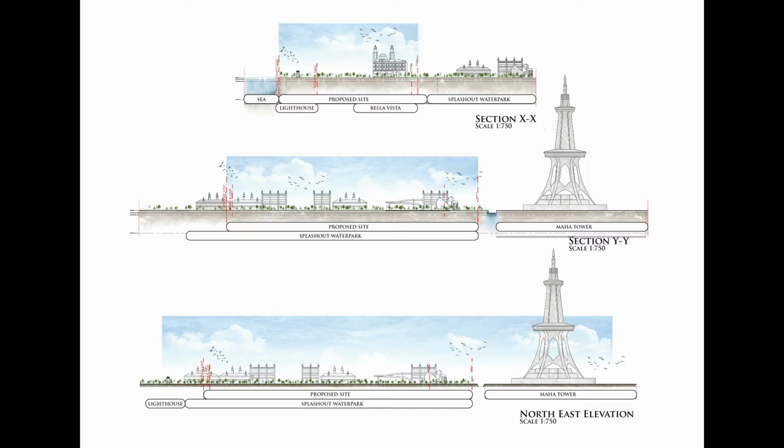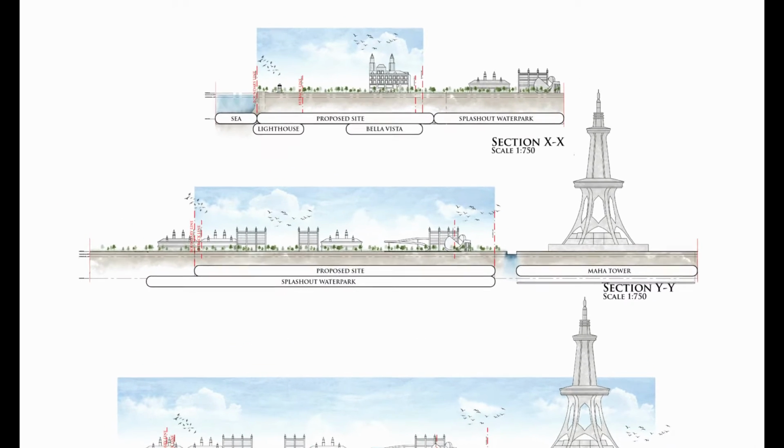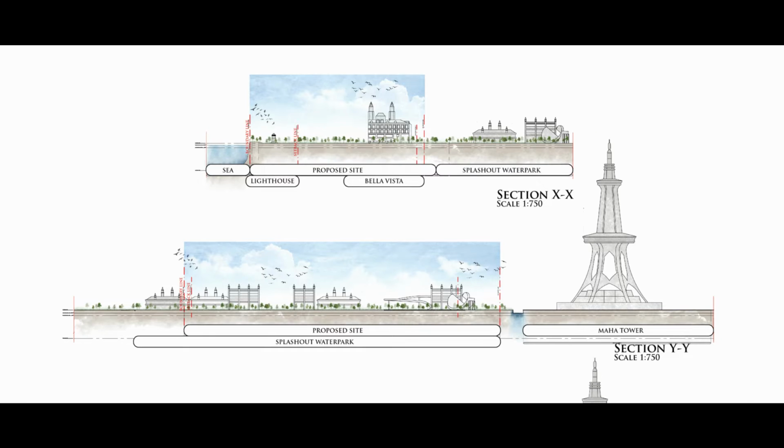For the next slide, we are focusing more on the drawing details of the site. For section X to X, you can see the transition from the sea into the land is very high. It also shows the surrounding commercial tourism, which are Bella Vista and Splash Out. The drawing of section Y to Y shows that the site is nearby the Maha Tower, and also that the site is located in front of the Splash Out Water Park.